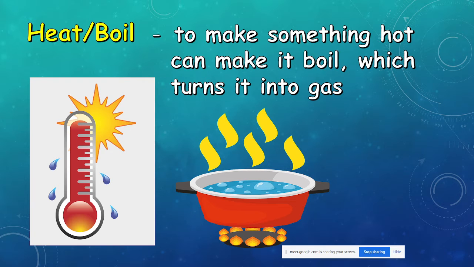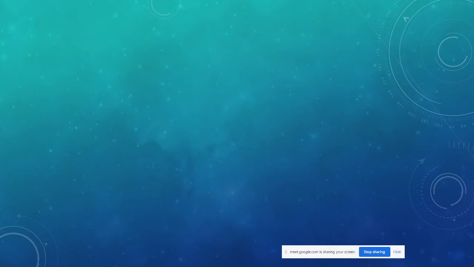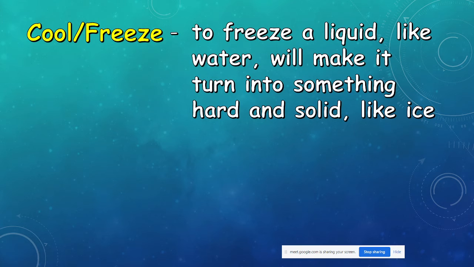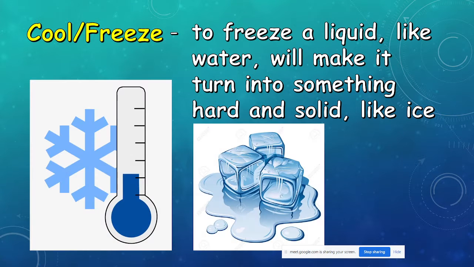For example, what is it? Teacher, I boiled the noodle. Noodles, yes, soup. Yummy, right? Okay. I boiled egg. Yes. Another one is cool or freeze. To freeze a liquid like water will make it turn into something hard and solid, just like ice. When you freeze water, it turns into ice.